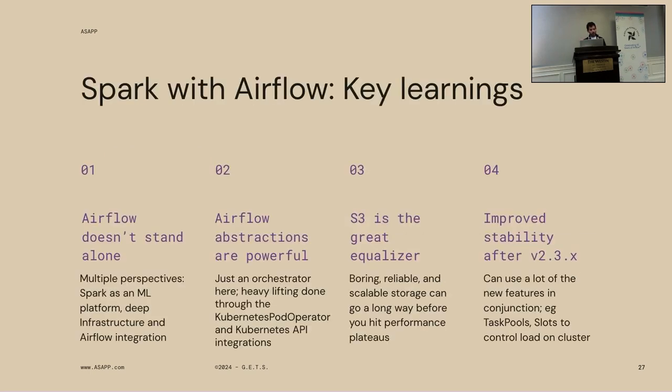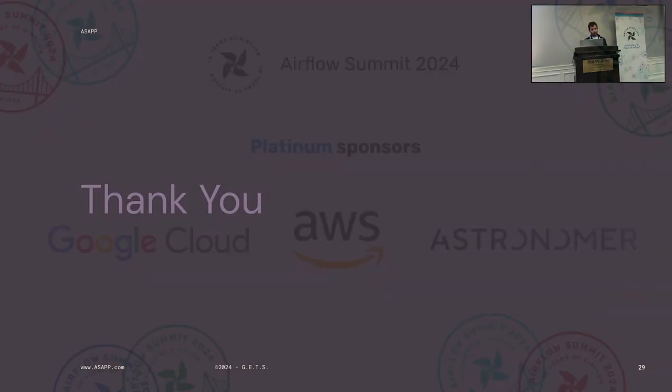One last slide, key learnings. Again, Airflow doesn't stand alone. Spark is here, the ML platform. And we have deep infrastructure and Airflow integration using KEDA, Spark, and Airflow. Again, doubling down, Airflow is really strong as an orchestrator. And we've seen great stability and improvement after 2.3. We're currently on 2.9 and are super excited about 3. Yeah, I think I'm out of time.